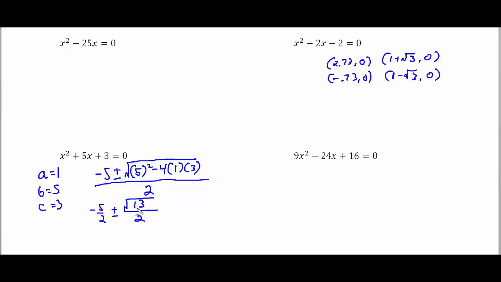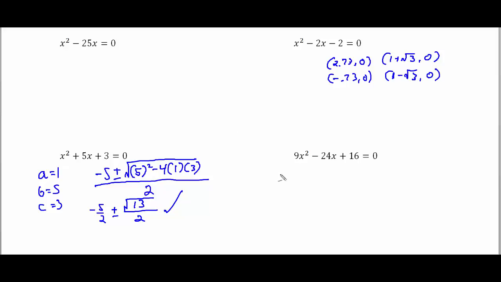Because you can't actually take the square root of 13, and I mean, you can make it a decimal, but you can't break it down any further. 13 is a prime number, and under the square root, you can't make it into anything else other than that. So that's your answer. And again, you could approximate this on the calculator by typing in negative 2.5 plus the square root of 13 over 2, then get a decimal, then negative 2.5 minus the square root of 13 over 2, get a decimal, and you can get the approximate answers of when the parabola will hit the x-axis.